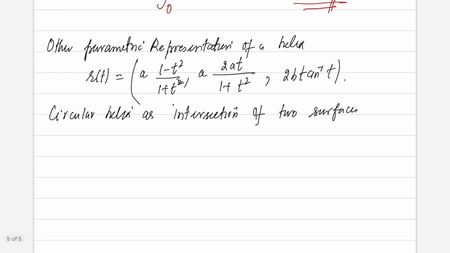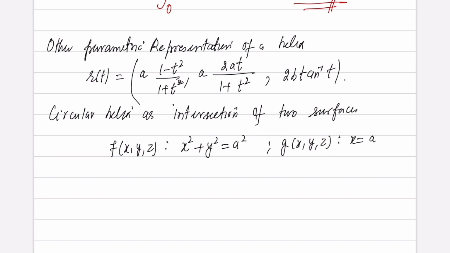Now the circular helix as the intersection of two surfaces. Here we have the two surfaces. The first one is f of x, y, z, which is given by the equation x square plus y square is equal to a square, and the second is g of x, y, z, which is defined as x is equal to a cos z by b. Now this will also represent a helix as the intersection of these two surfaces. So the first surface is the circle with radius a, and the second surface is this thing.